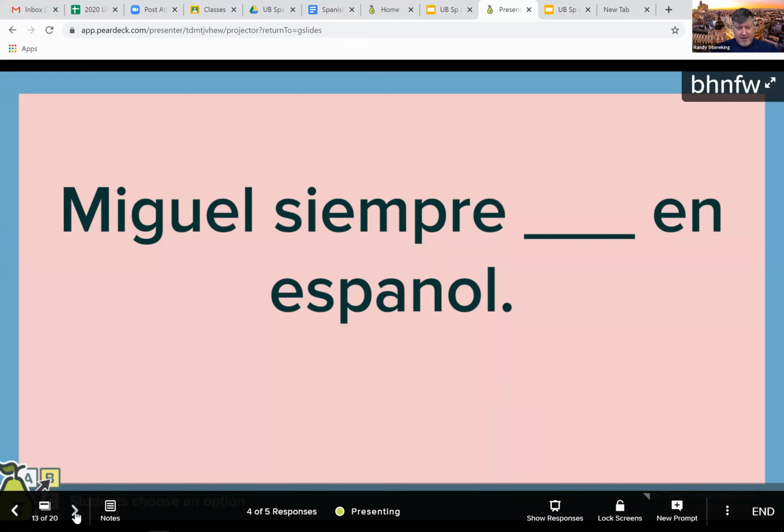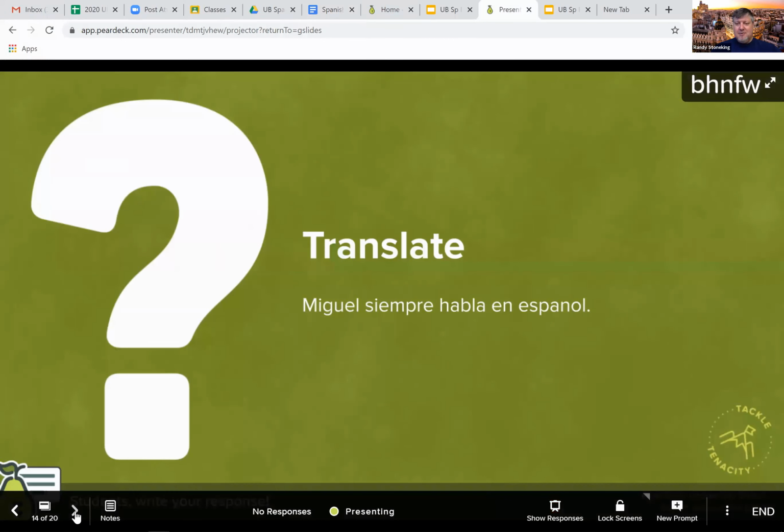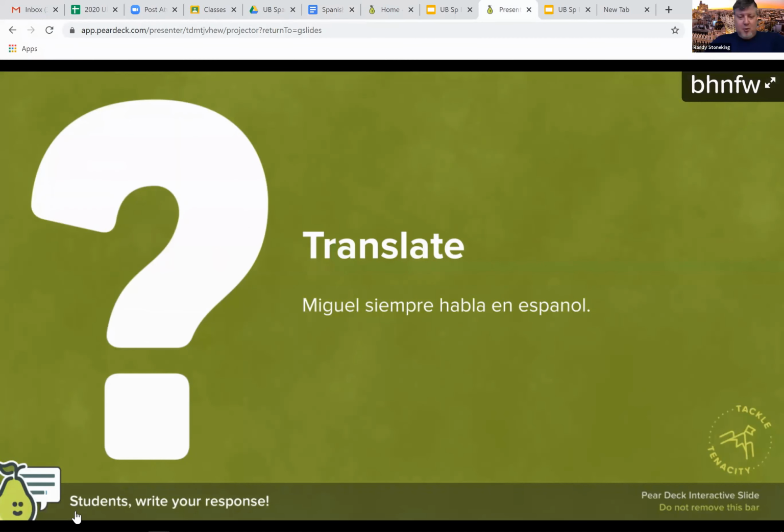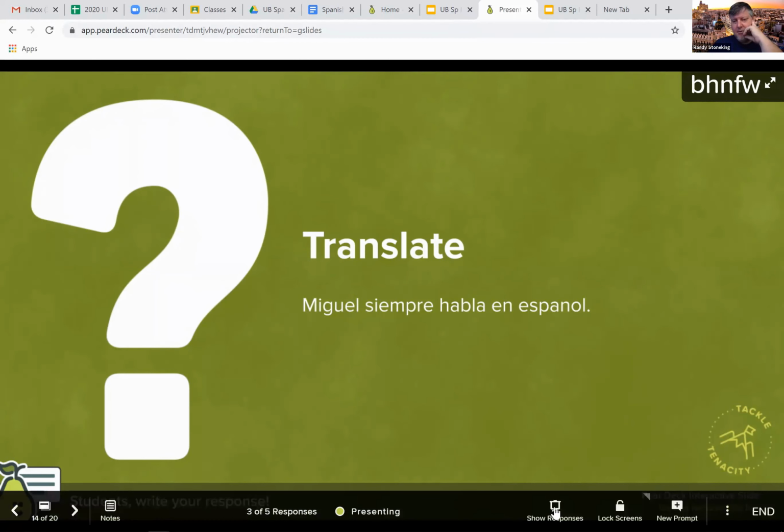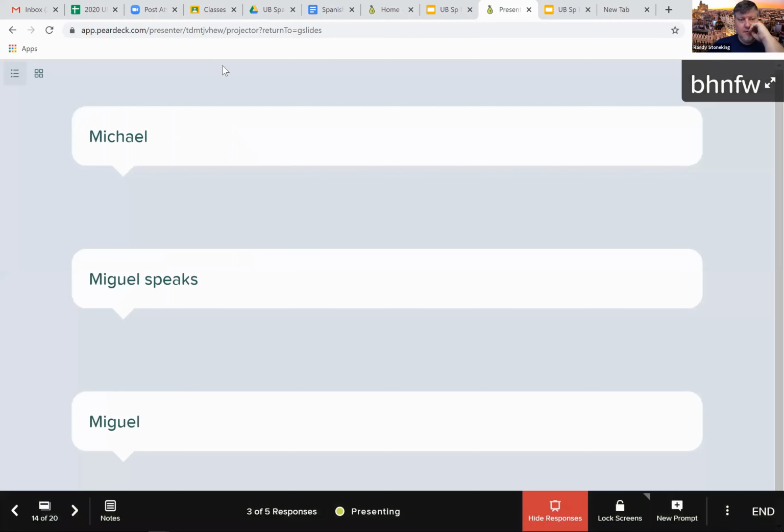Let's take a look at the same sentence here. Miguel siempre habla en español. Translate it for me. Tell me what you think it means. Now you have to think about not only what it means, but also what the definition of the word is, to talk about what Miguel does. Miguel siempre habla en español. I'm going to throw your answers up here.